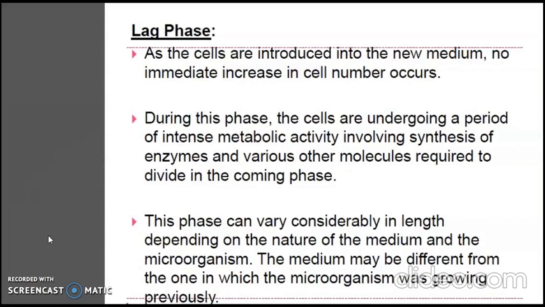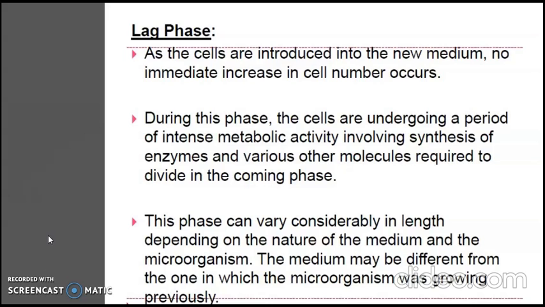The first one is the lag phase. It is the phase immediately following the seeding of a culture medium. As the cells are introduced into the new medium, no immediate increase in cell number occurs, though there may be an increase in the size of the cells. During this phase, the cells are undergoing a period of intense metabolic activity involving synthesis of enzymes and various other molecules required to divide in the coming phase. This phase can vary considerably in length depending on the nature of the medium and the microorganism.